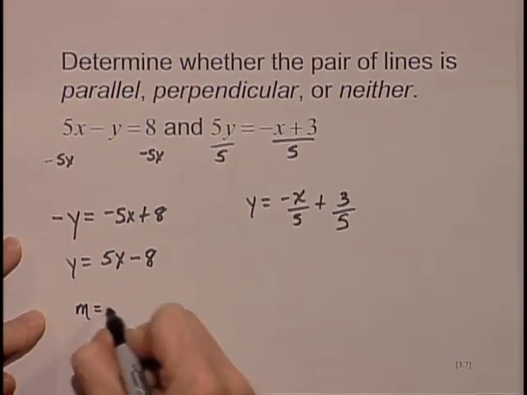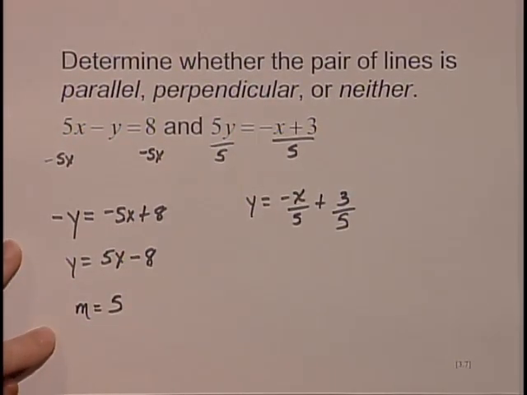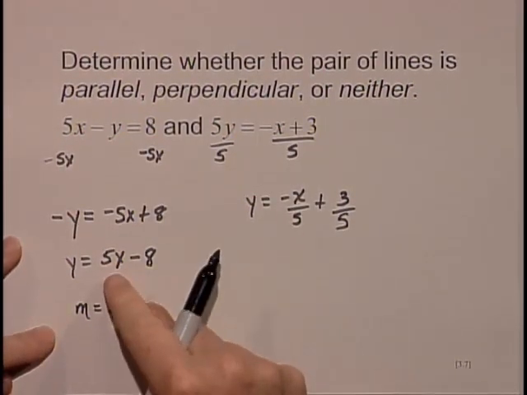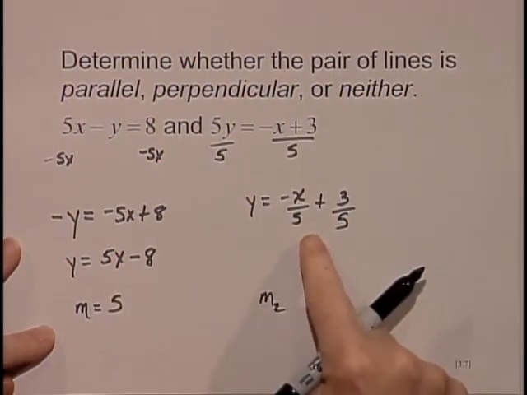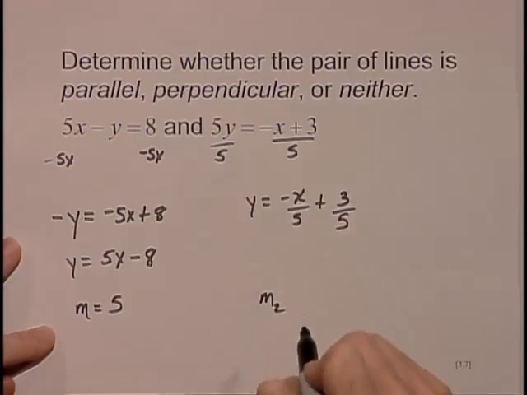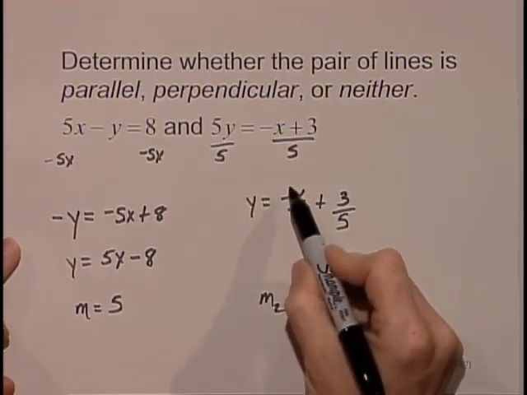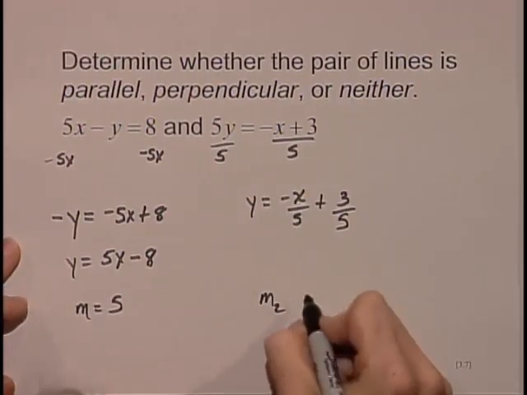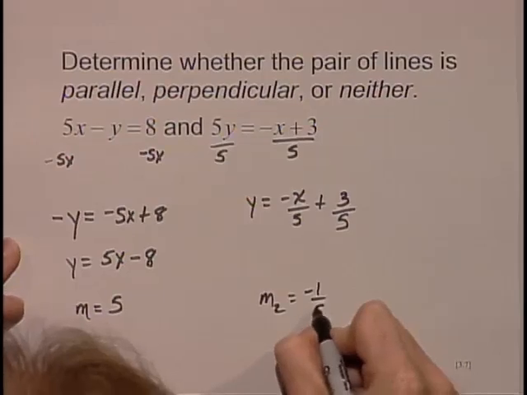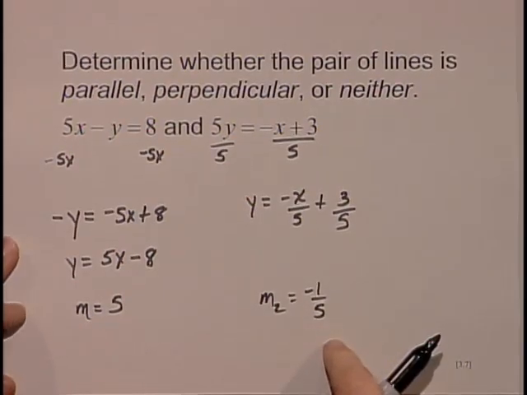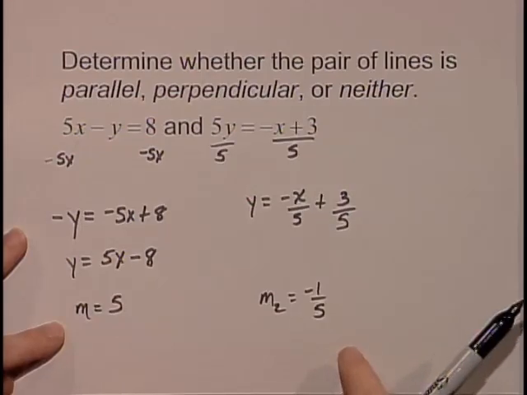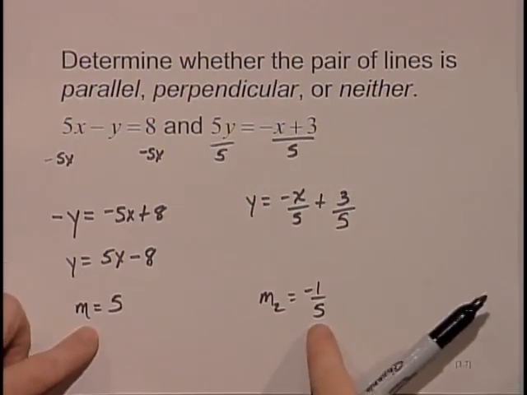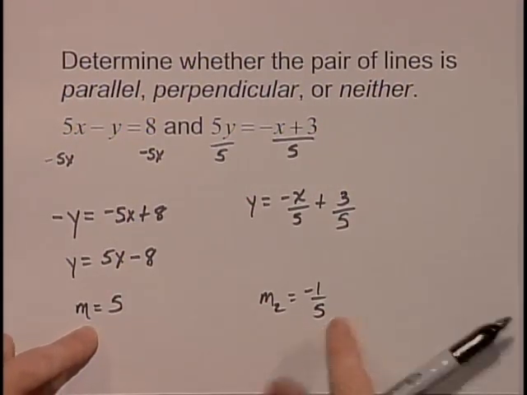In equation number 1, our slope is 5, which is the coefficient of the x term. In our second line, the coefficient of this x term, if we imagine that the numerator has a 1, we'll end up with a slope of negative 1/5. We're now ready to compare. In order for lines to be parallel, they have to have the same slope. And these two lines do not have the same slope.